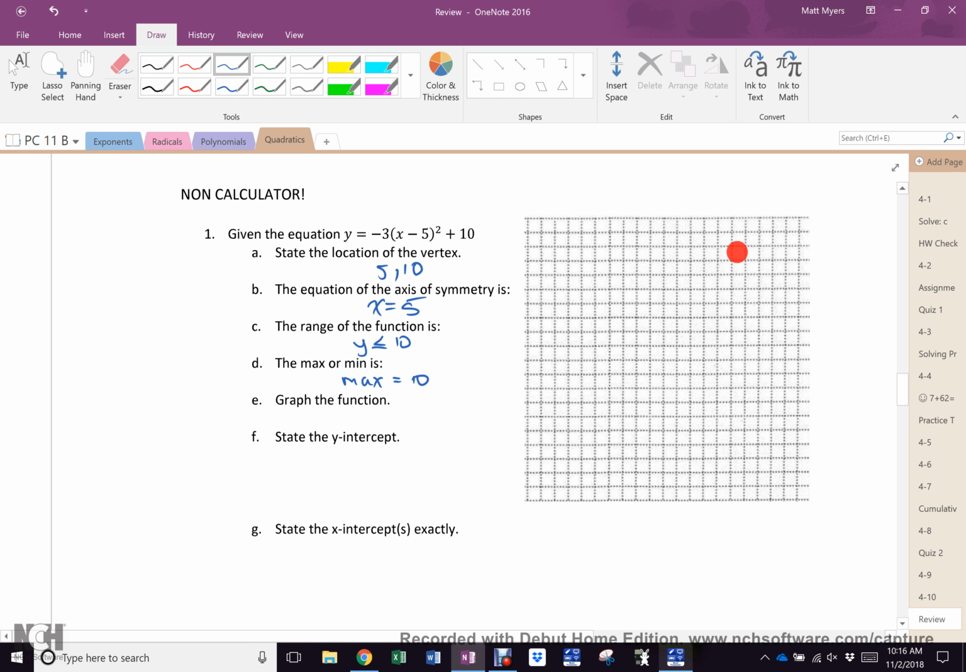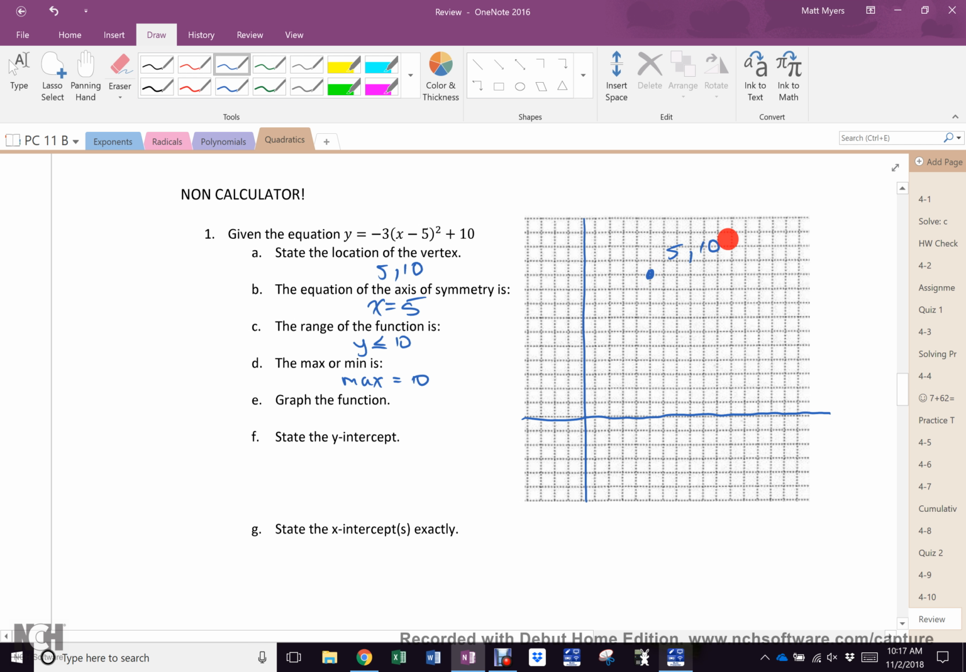I didn't put axes on here because depending on the graph, it's where you're going to put your axes, right? This one's pretty normal, but I know I've got to move 5 to the right and up 10, yeah? So I'm going to go ahead and put my axis over here. Everybody cool with that? So I go 5 to the right, 1, 2, 3, 4, 5, up 10, 1, 2, 3, 4, 5, 6, 7, 8, 9, 10. There's my vertex at 5, 10.